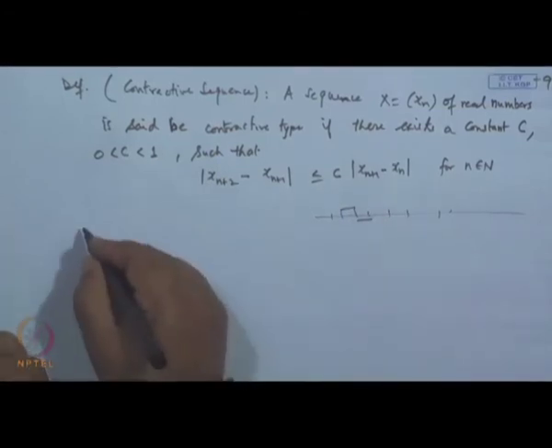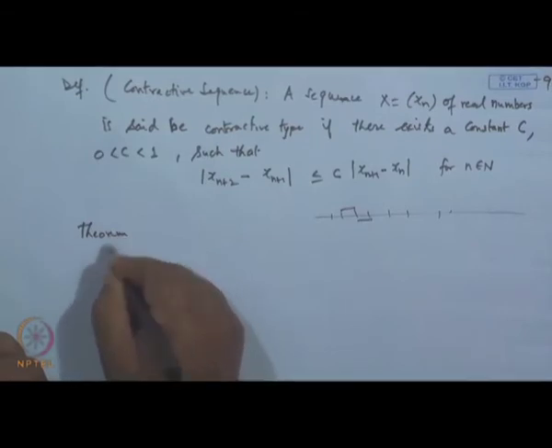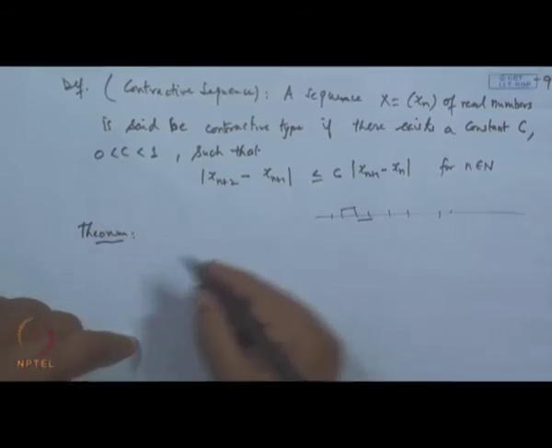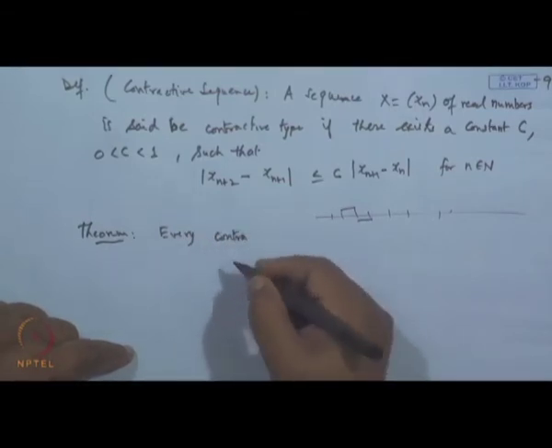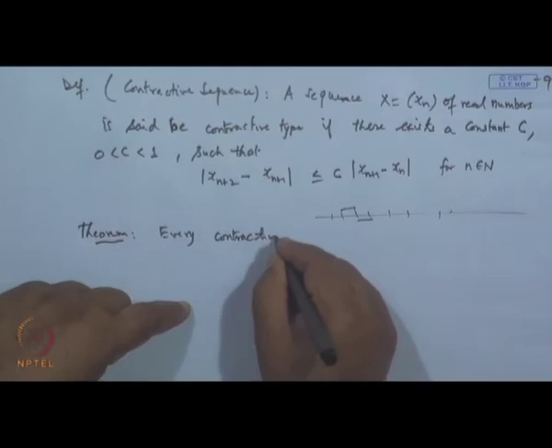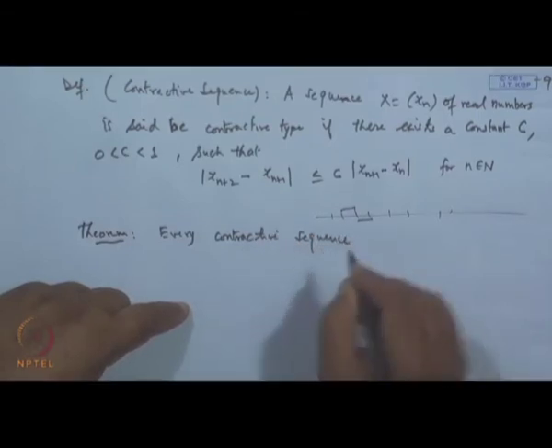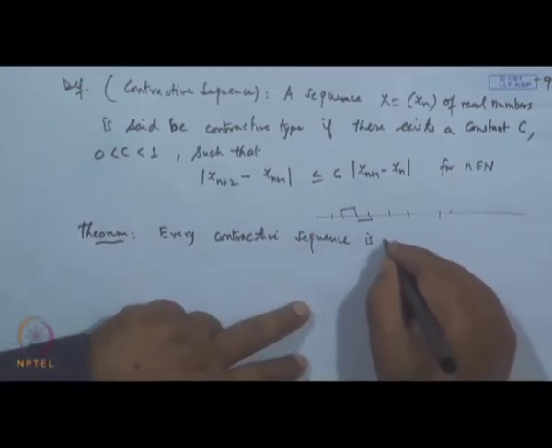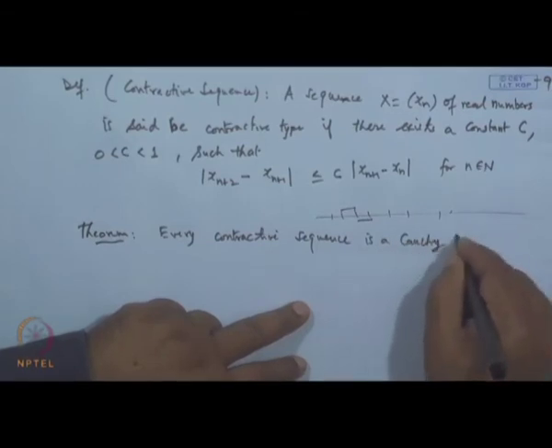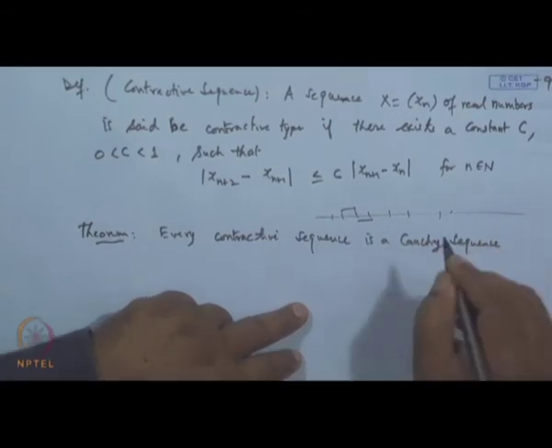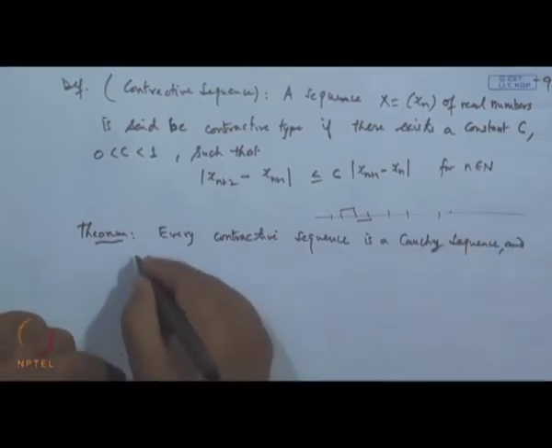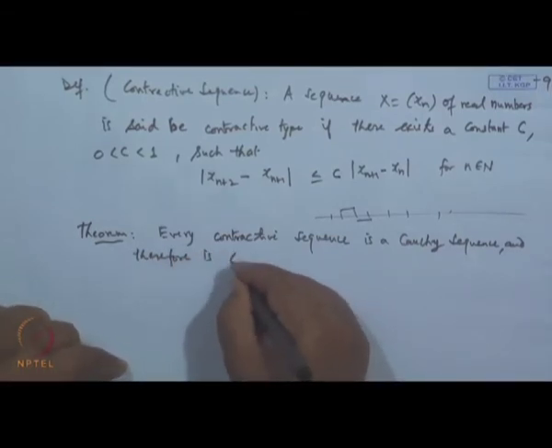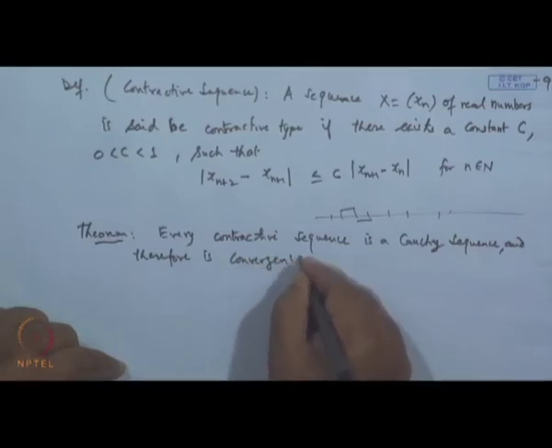So, the differences keep on reducing. Now, what this result says is very interesting: every contractive sequence is a Cauchy sequence, and therefore is convergent. Okay.